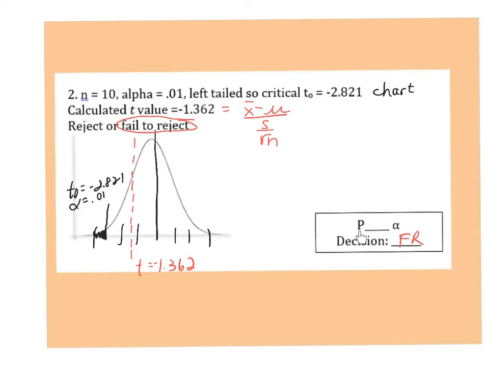The concept of the p-value is the percentage of the curve from the calculated value to the tail. If I color from the calculated value to the tail, it covers more area than alpha. So I list this as the p-value is greater than alpha.